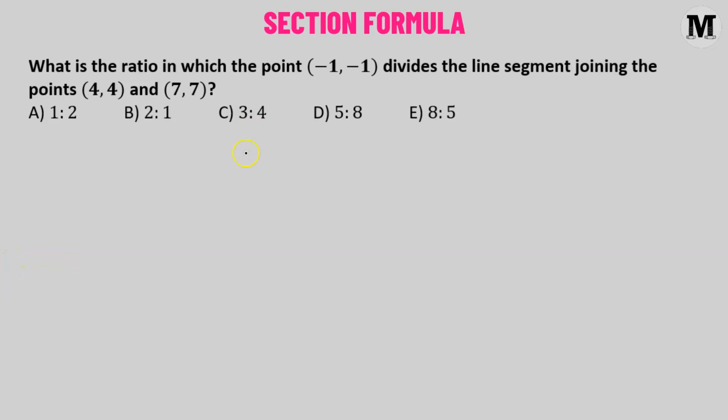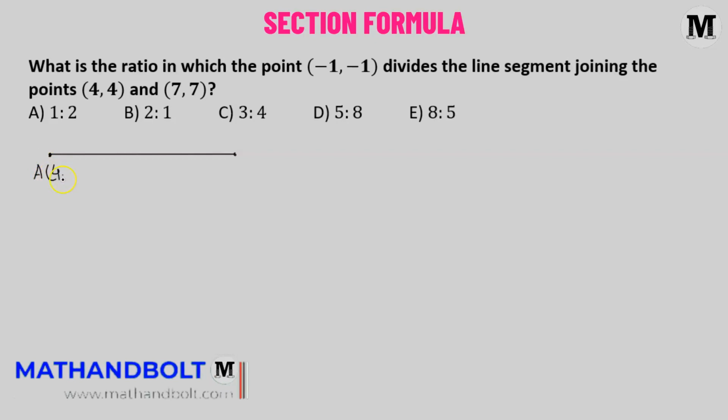What is the ratio in which the point -1, -1 divides the line segment joining the point 4, 4 and 7, 7? Okay, so let us begin. So here we have 2 points joined by a straight line. We're going to name the 2 points as A with the coordinates 4, 4 and B with coordinates 7, 7.